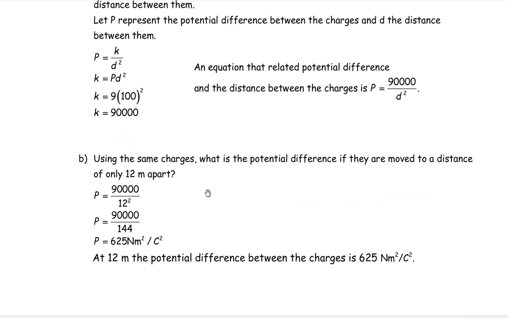It says using the same charges, what is the potential difference if they are moved to only 12 meters apart? So we would put 12 in place of d here. 90,000 divided by 12 squared, which is 144. So 90,000 divided by 144 is 625, and Newton meters squared per Coulomb squared would be the units for that. So at 12 meters, the potential difference between them is 625 Newton meters squared per Coulomb squared. And that's the end of the solutions.